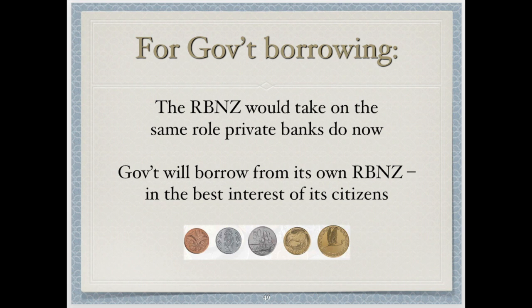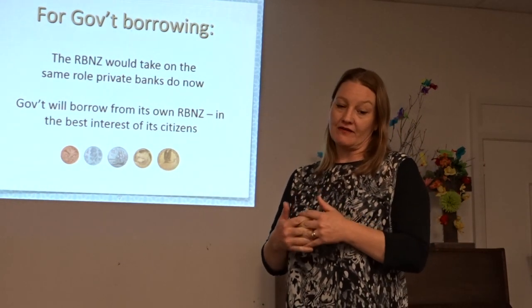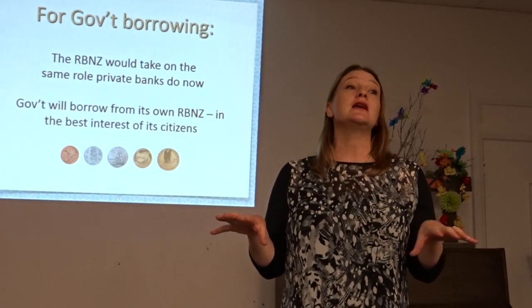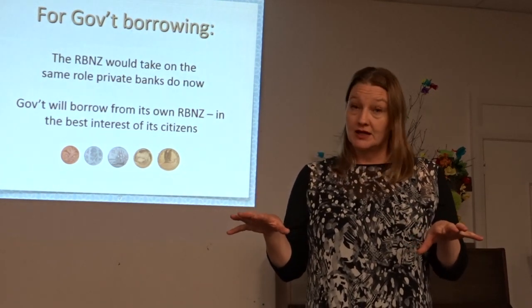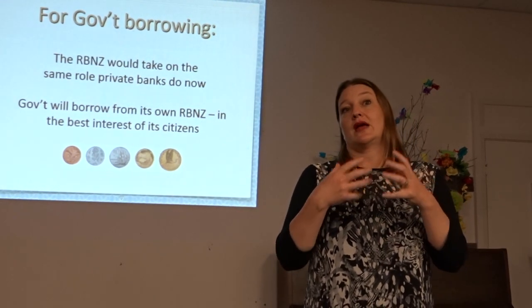And this is what it would look like. The Reserve Bank would take on the same role the private banks do now. The government will borrow from its own Reserve Bank in the best interests of New Zealand citizens. Now, at the moment, I think the government debt's about $60 billion. We're paying about $10 million interest a day. So you imagine if that was going back to ourselves instead of going offshore.